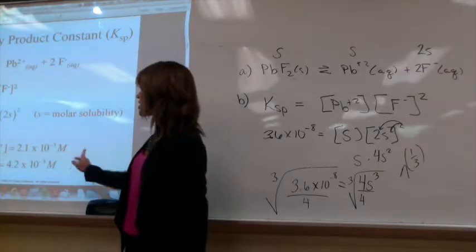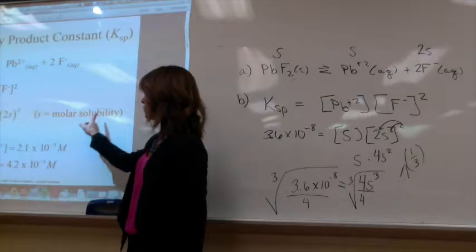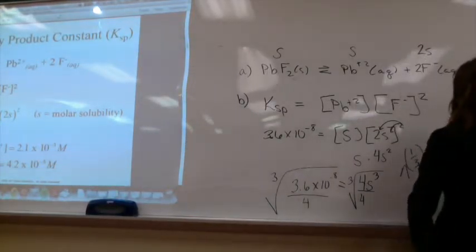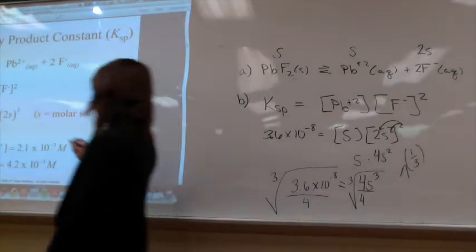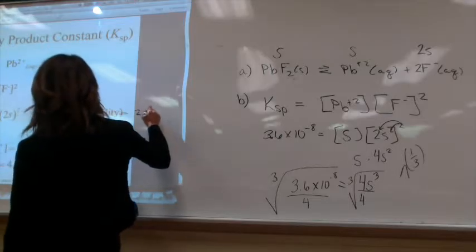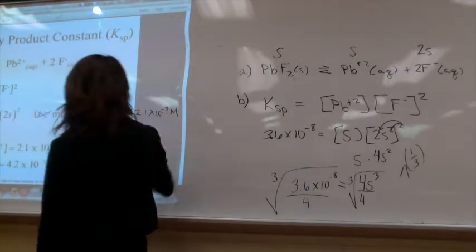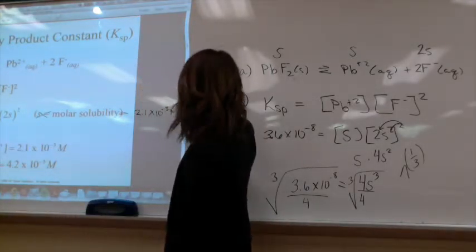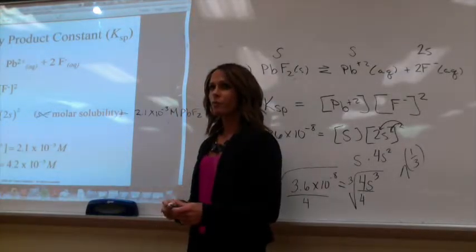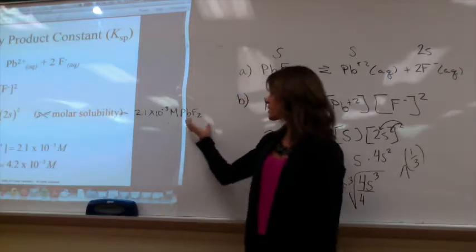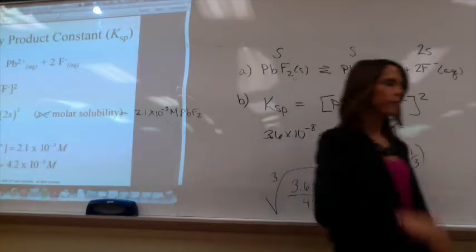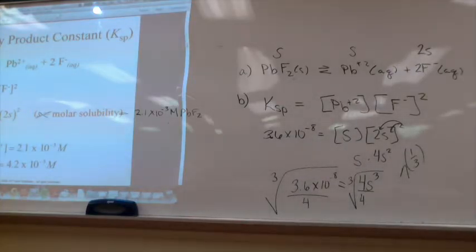The slide here doesn't specifically say the molar solubility. It isn't appropriate to write S equals molar solubility. What you should write is not S equals, you should write molar solubility equals 2.1 times 10 to the negative 3rd molar, because that's specifically for PbF2. Got it? That's what it means. If I put this much solid in, these are the number of ions that will form. Any questions?